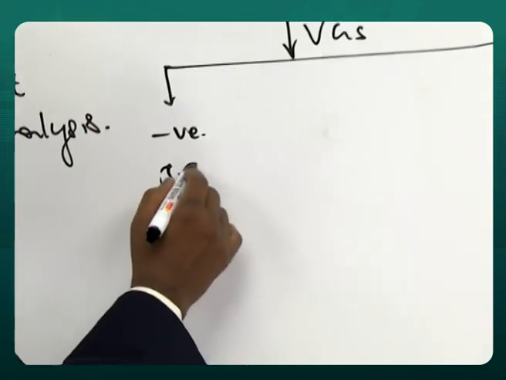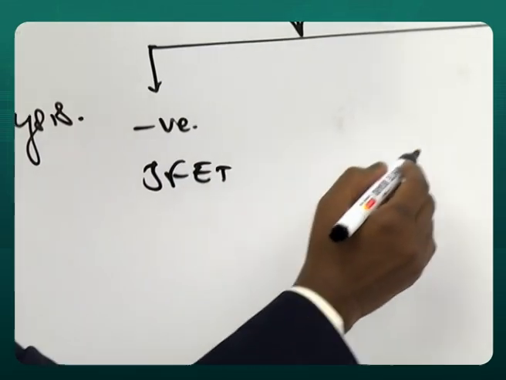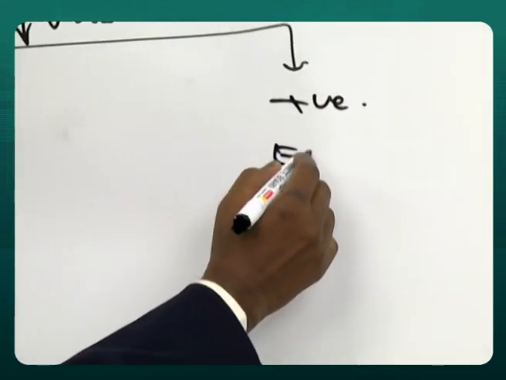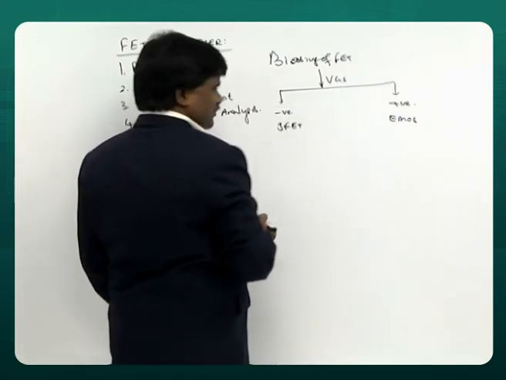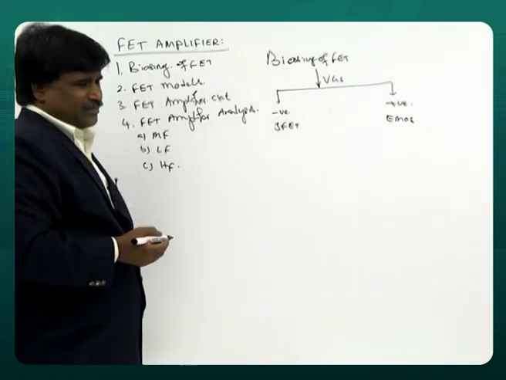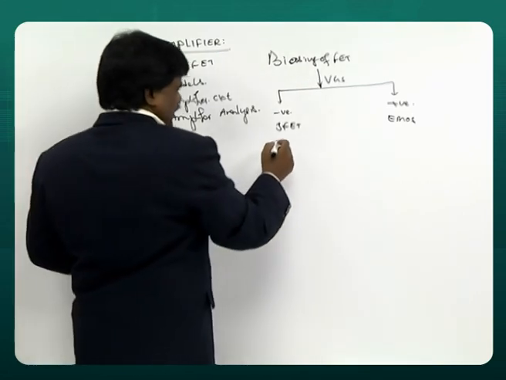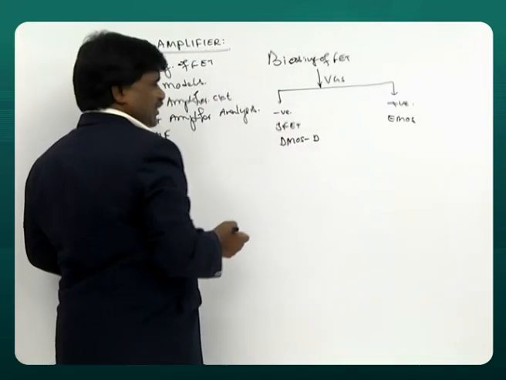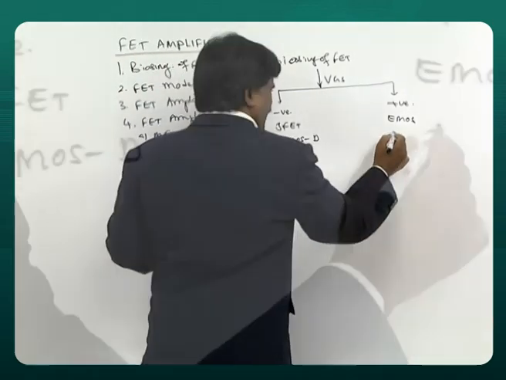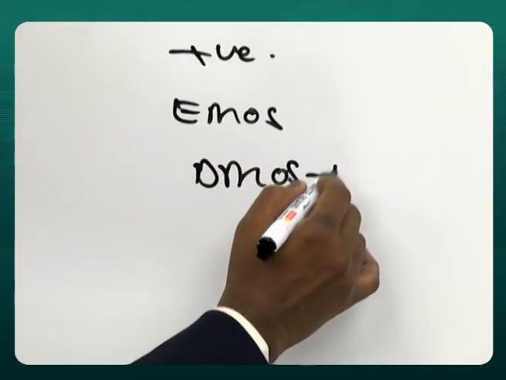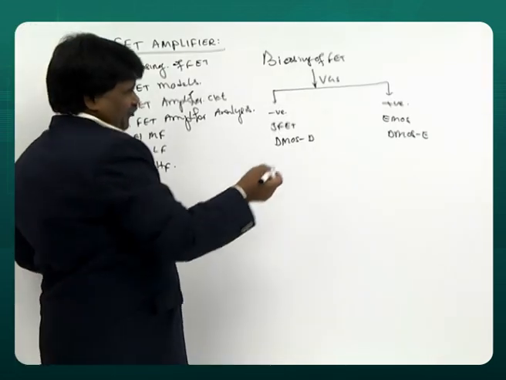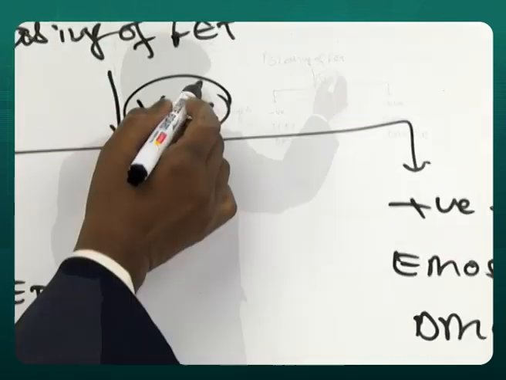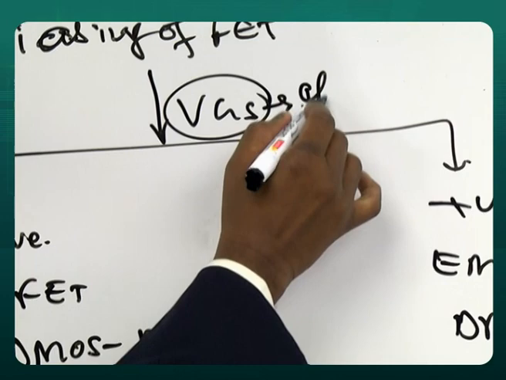Negative for JFET, positive for enhancement MOSFET. Negative for depletion MOSFET in depletion mode, positive in enhancement mode. As a matter of fact, VGS can be positive, or this is called input bias.